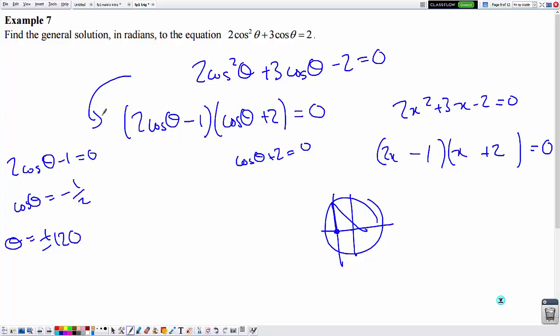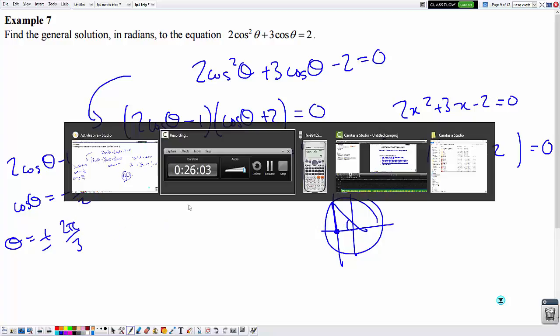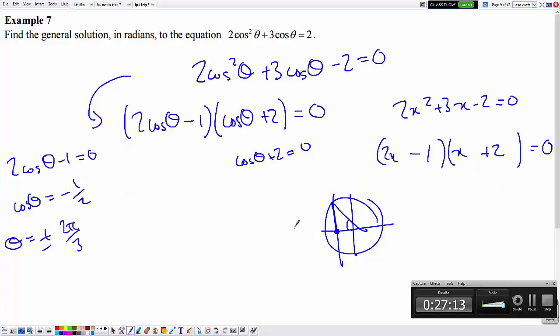Oh, we're doing it in radians, so apologies, it's in radians. So 120 degrees in radians, what is that? Well, that's a 60, which is a pi over 3. So 120 is 2 pi over 3.